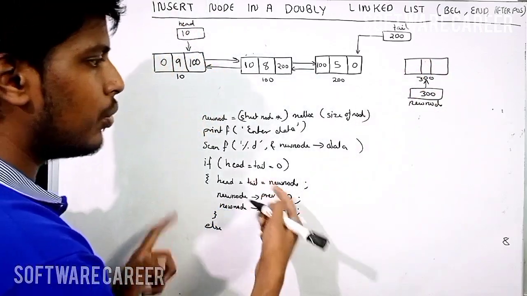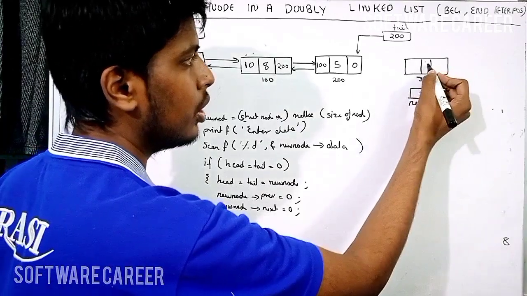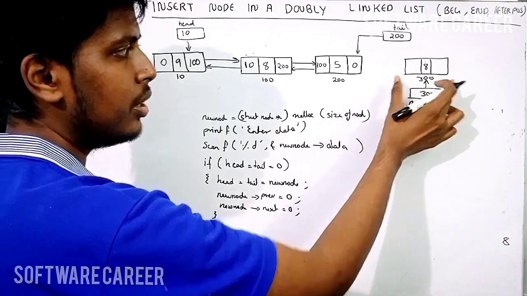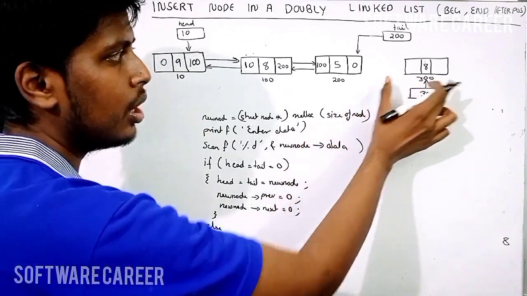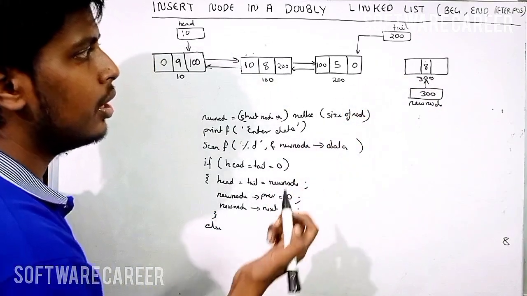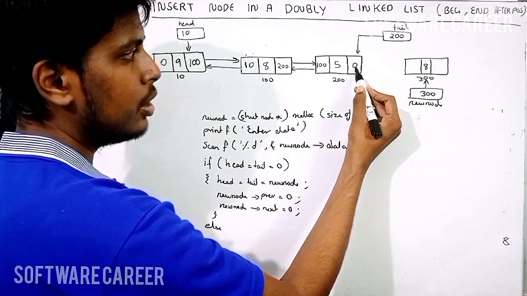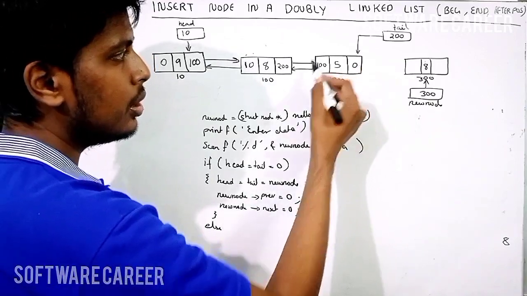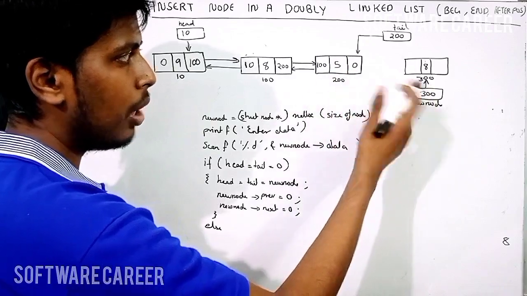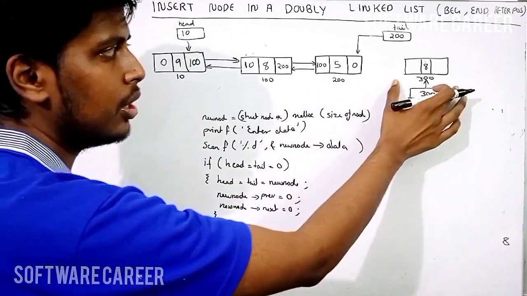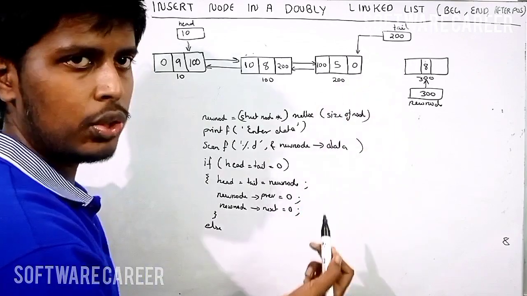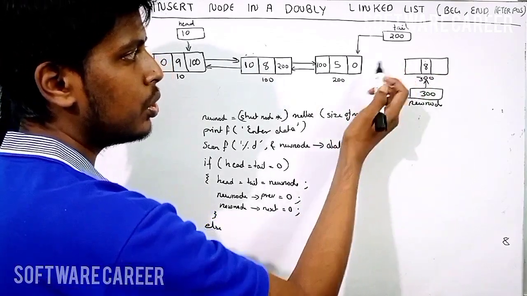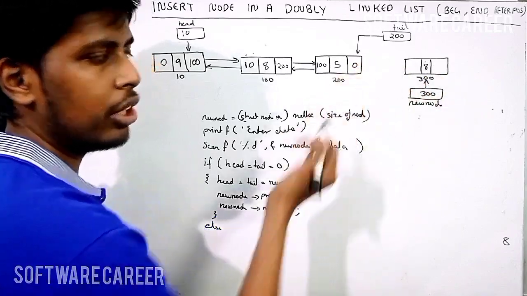Now I want to store data. Let's say 8 is stored here. Now I have created a new node. Now I should make this as the last node. How can I make it? See here, this is the next pointer which stores the address of the next node. So this is the last node. So there is no node after this before inserting here, so I have stored 0. But after inserting this node at the end, you should store the address of this node into this pointer part.